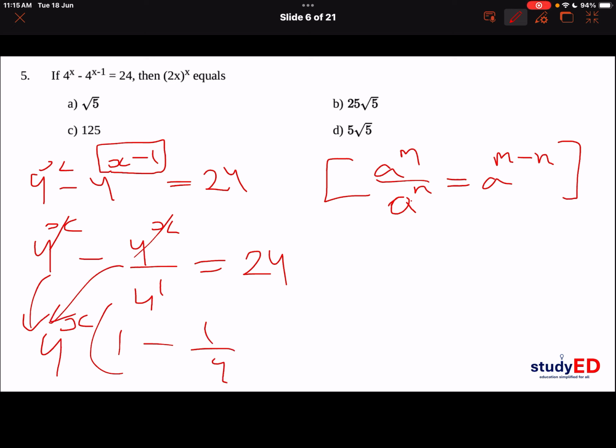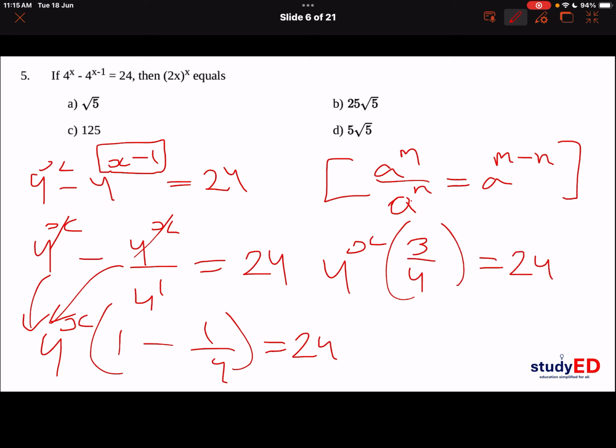4 power 1 is 4 only. That is 24. So 4 to the power x, 1 is nothing but 4 by 4, and 4 minus 1 is 3. So 3 by 4 is equal to 24. Now it's multiplication. Let's take this over to the other side. 4 to the power x is equal to, reciprocal it, 4 by 3. So 4 to the power x is equal to 96 by 3.